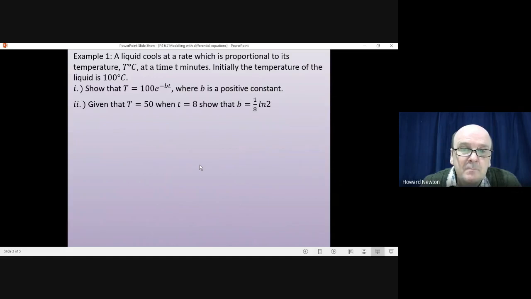Okay, part 2. Given that the temperature is 50 degrees centigrade, when the time is equal to 8 minutes, show that this constant here, b, is equal to 1/8 log 2. So we're going to have to substitute 50 into this equation and 8 for little t, and then solve that equation to find the value of b. Again, it takes a little bit of work, but I'll let you have a go yourself first. So pause the video, see if you can do it, and come back to me when you're ready.